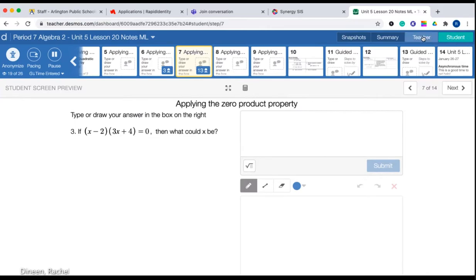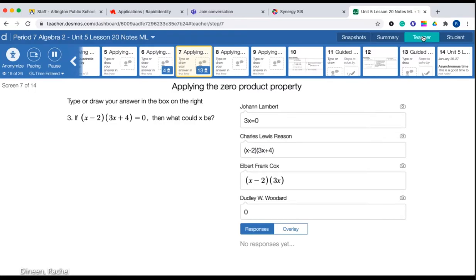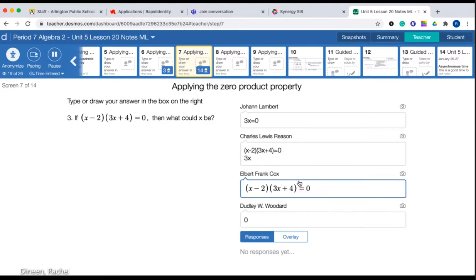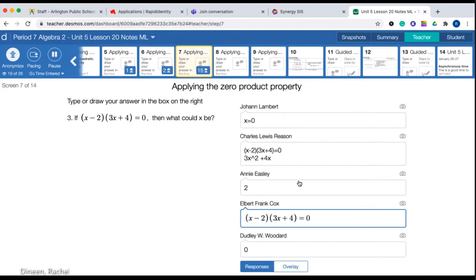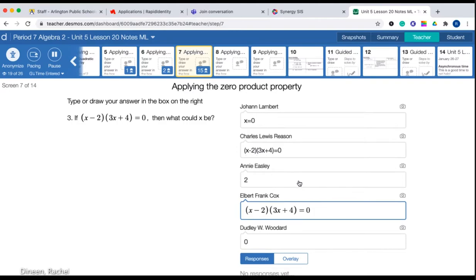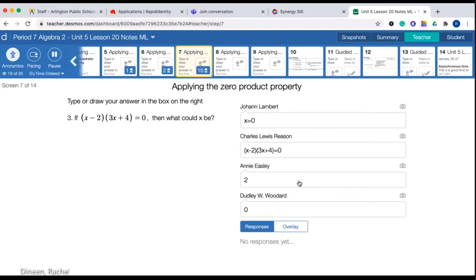All right, let's see what you guys put. I'm looking for values of x. So x equals what? Give you a hint, you do not need to multiply this out. All right, I see 0, I see 2.